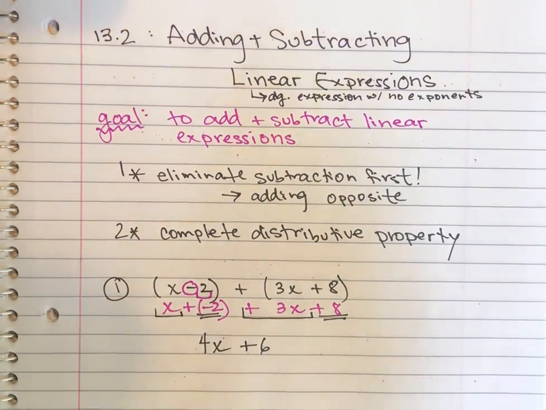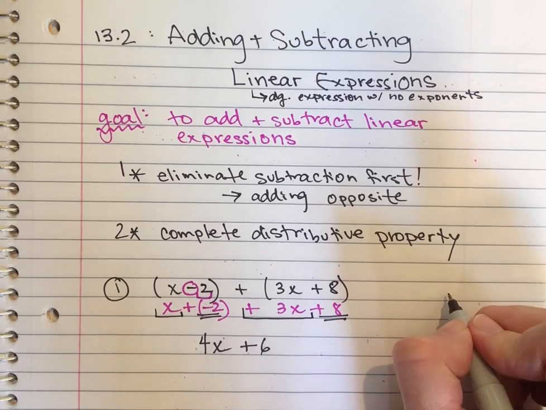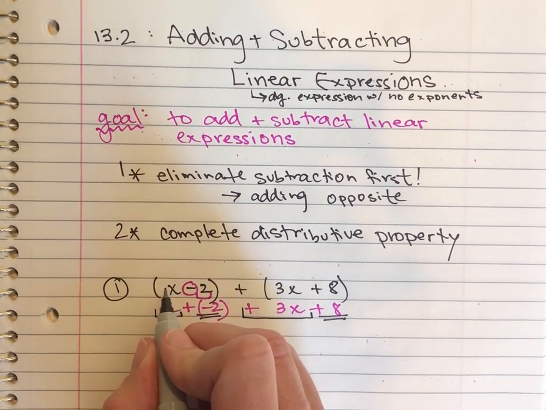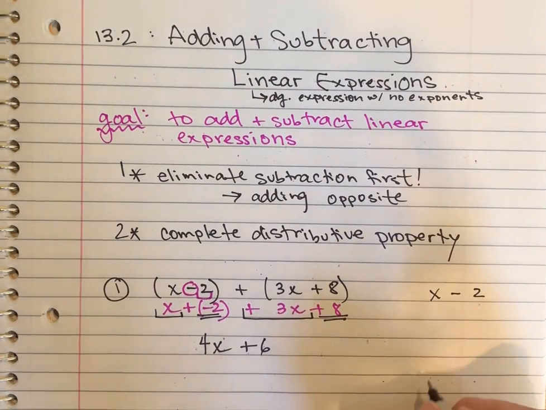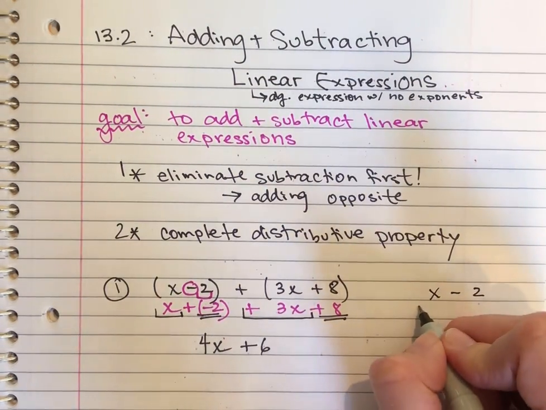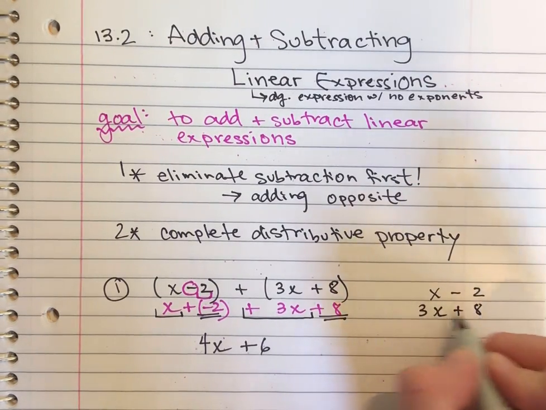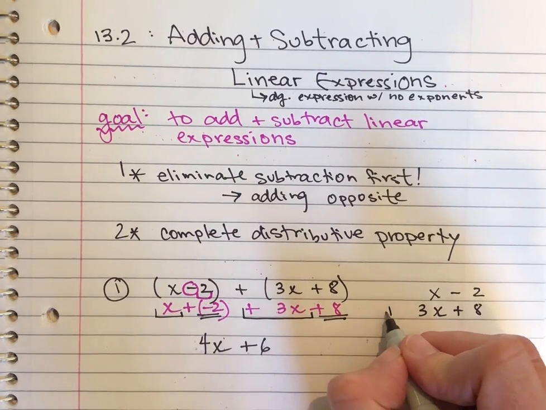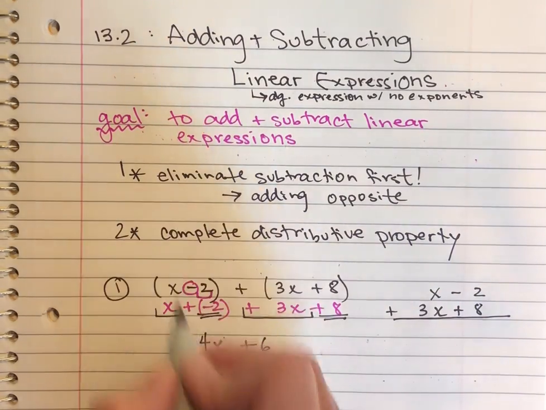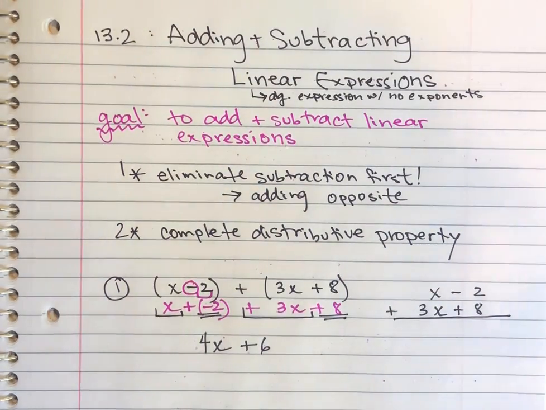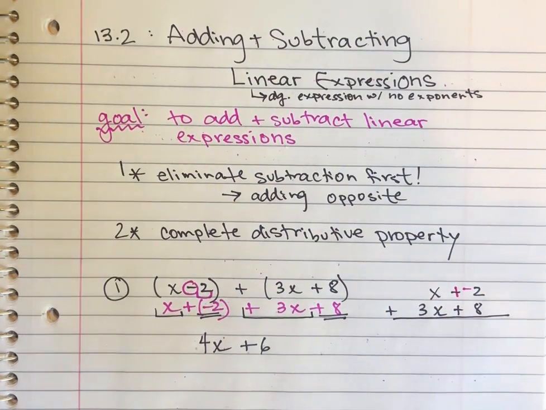Okay, the second method is a vertical method. I'm going to just show it to you in case you seem to like it. So the first linear expression we were given was x minus 2. And the second linear expression we were given was 3x plus 8. Notice how I line up my constants and my x terms. Put an addition symbol on there because we're adding those 2. We still have to eliminate subtraction first. So my subtraction symbol would change to addition, and 2 would turn into its opposite, which is negative 2.